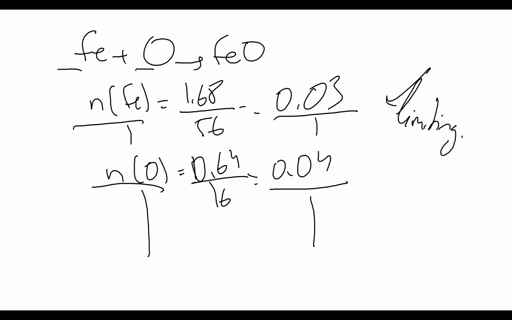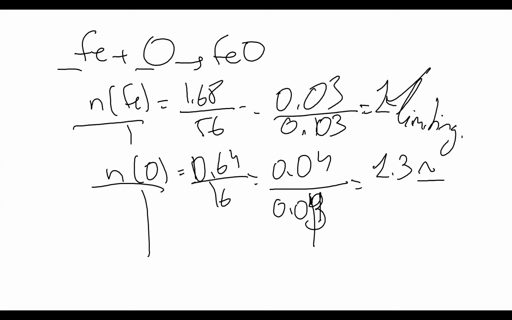We just divide by the smallest number. So we divide 0.03 by 0.03 and 0.04 by 0.04. I'm sorry, that gives a 1 here and 1.3 here, so rounding it ends up 1.0. So I guess it's FeO. Just make sure that it's correct.